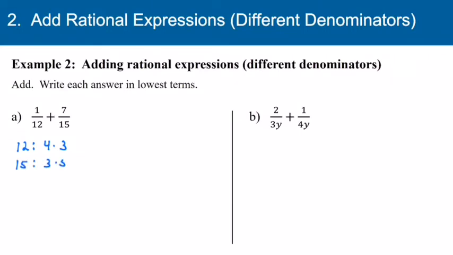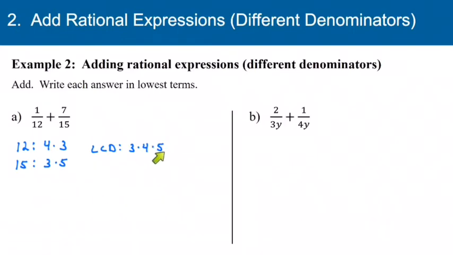15 breaks down into 3 times 5. Okay, there's not any 4s or 2s here, so we don't need to break down that 4. Let's go ahead and build our LCD. So first of all, we have a 3 here and a 3 here, so we're going to need a 3 in our LCD. And then we have a 4 here, so we need a 4, and we have a 5, so we need a 5 in our list.